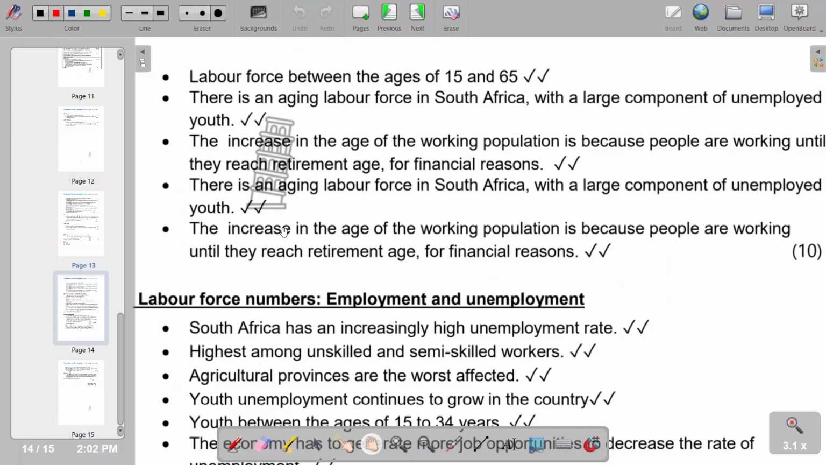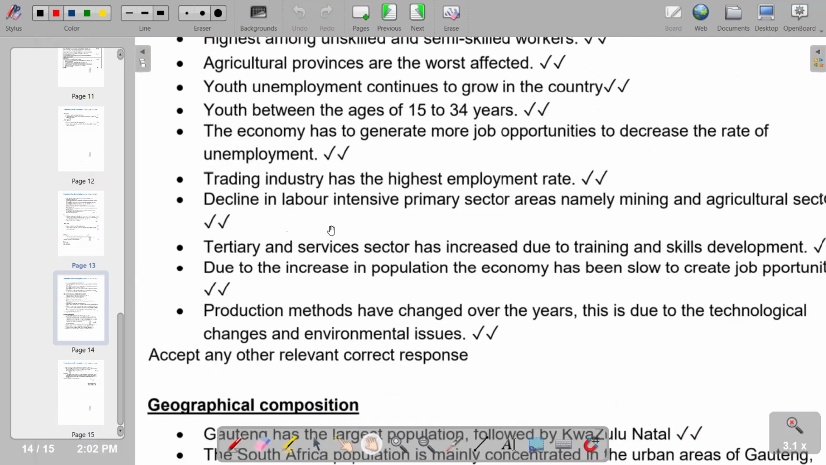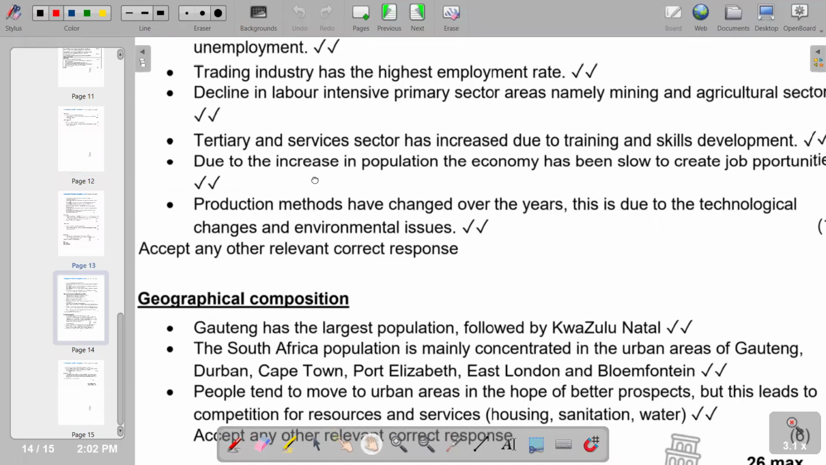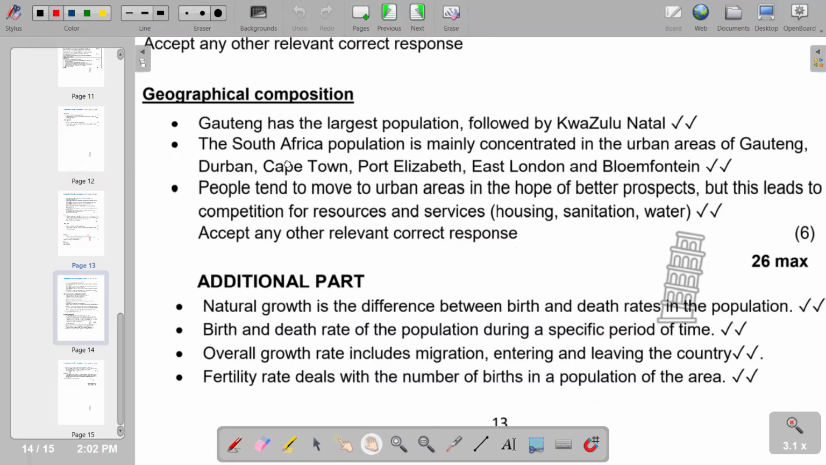Then you can move on to explain labor force numbers, which includes employment and unemployment. So the employed and the unemployed. Explanations also we have on that part. And then we have got the geographic composition. And finally, we end with your additional part.